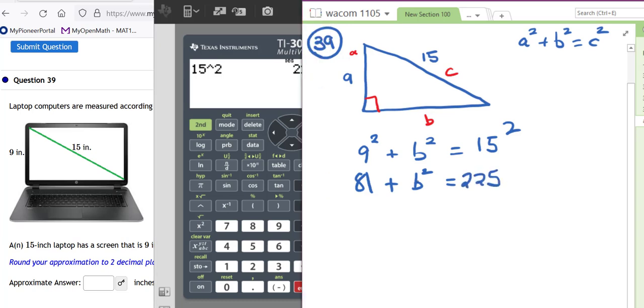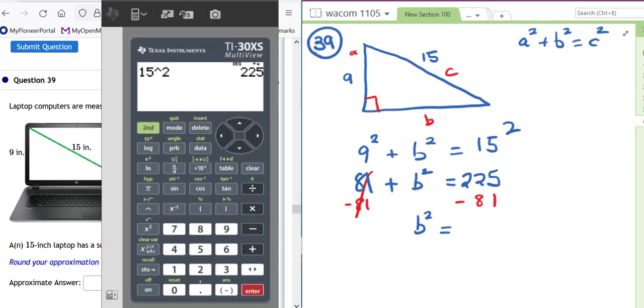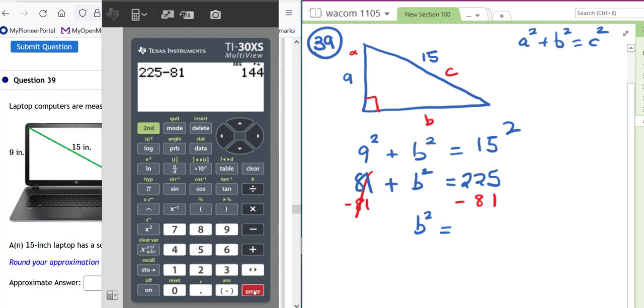And now you're going to isolate the b squared. So subtract your 81 from both sides. So b squared equals 225 minus 81, which is 144. But we don't want b squared, we want b. And so we'll take the square root of both sides.